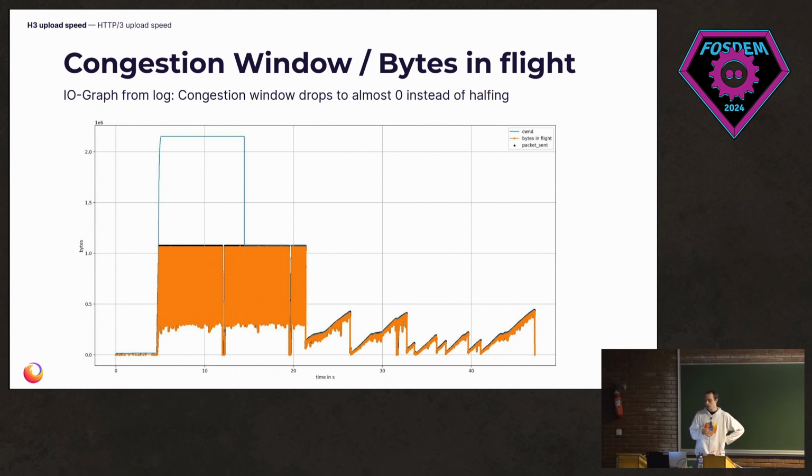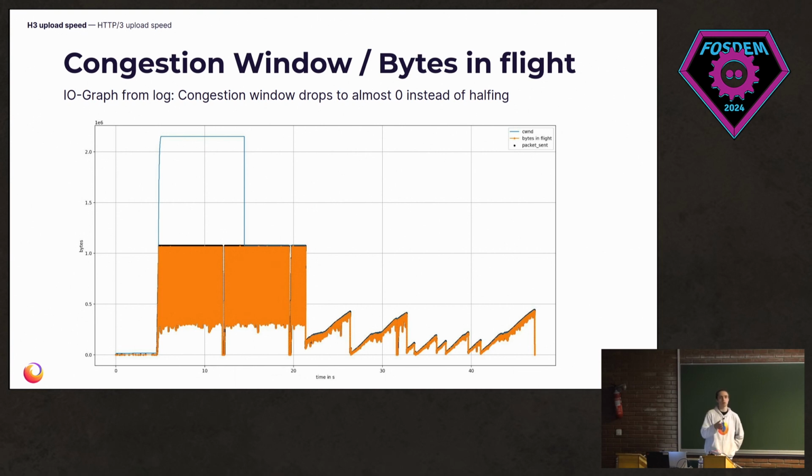congestion window by half. This is one of the early graphs that we had. Orange is the bytes in flight that we have. They circulate from top to bottom, increasing again. Blue is the congestion window, and what we see at the drop points is that the congestion window doesn't halve. We would expect it to halve during a congestion event. Instead, it drops almost to zero.